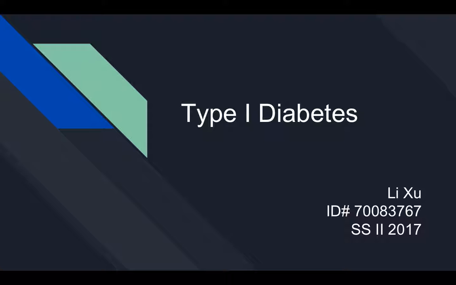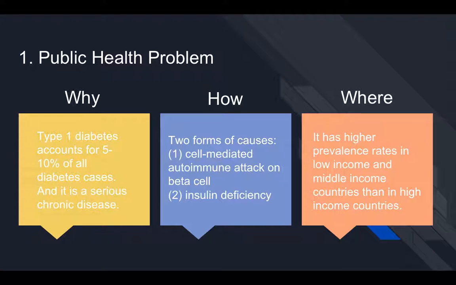The topic I'm presenting today is Type 1 diabetes. Type 1 diabetes accounts for about 5 to 10% of all diabetes cases, which means it has a population of 21.1 to 42.2 million patients around the globe in 2014. It is a widespread chronic disorder, and it has two forms of causes. One form is cell-mediated autoimmune attack on beta cell. Another form is insulin deficiency.